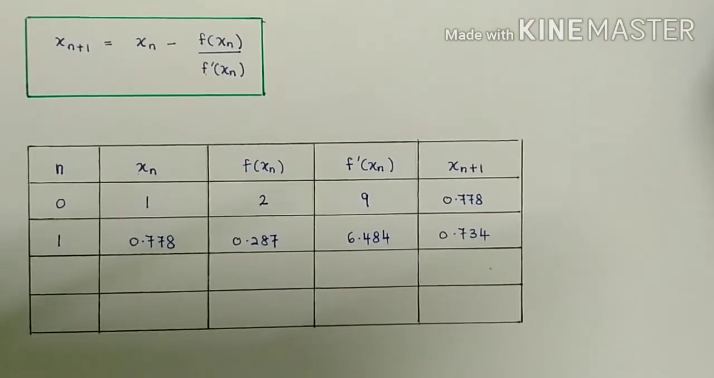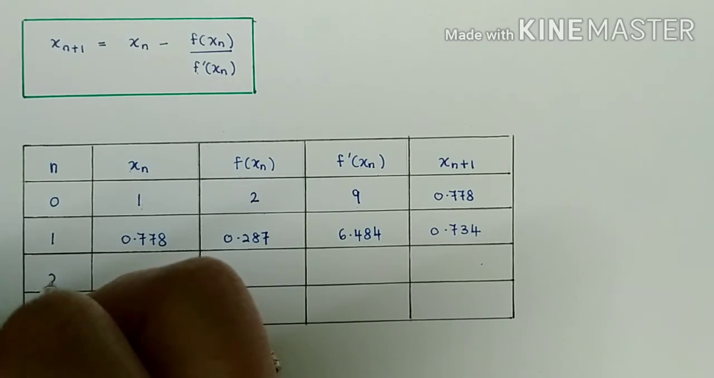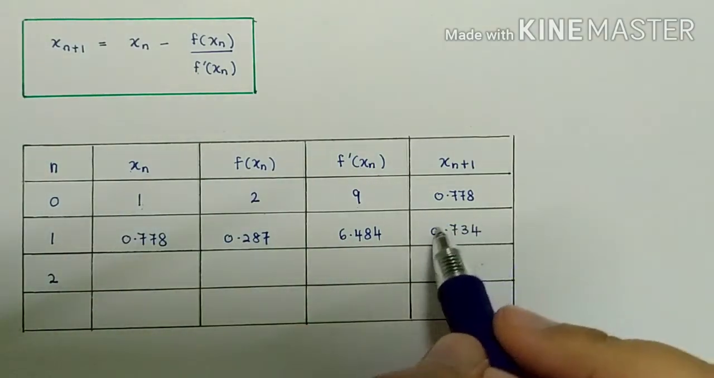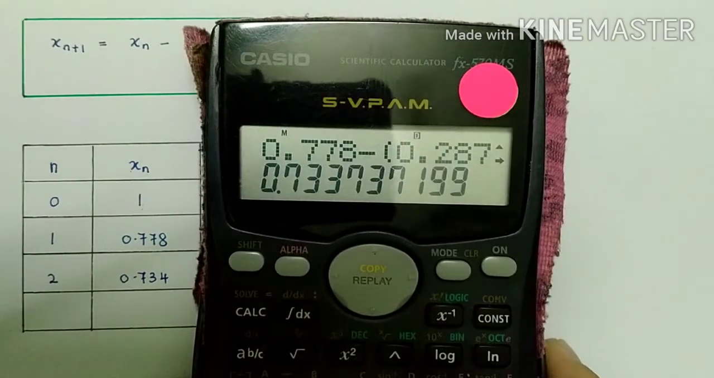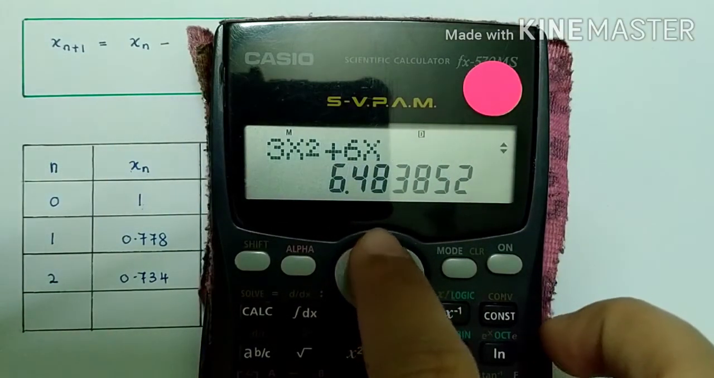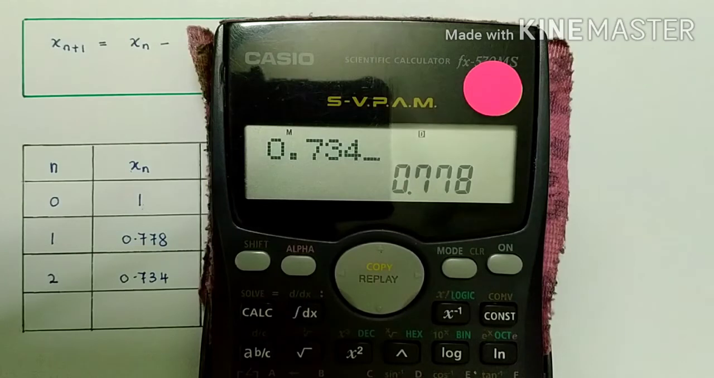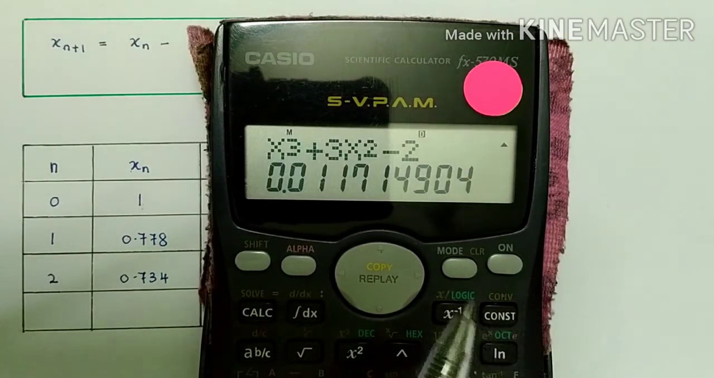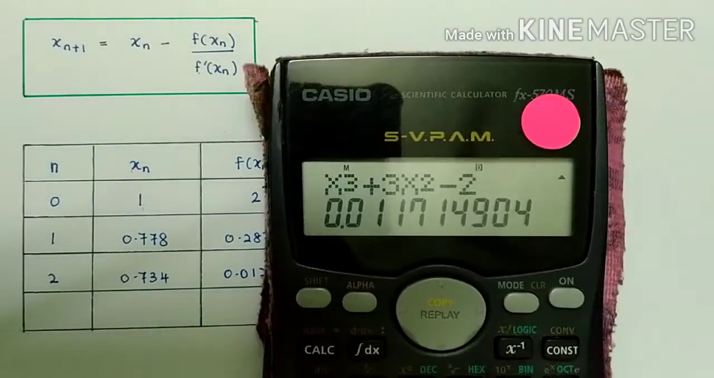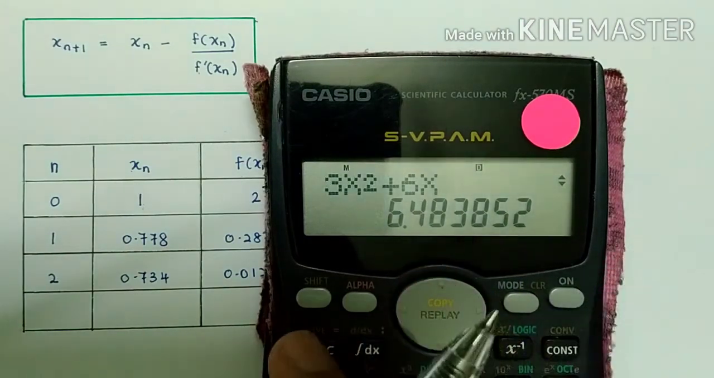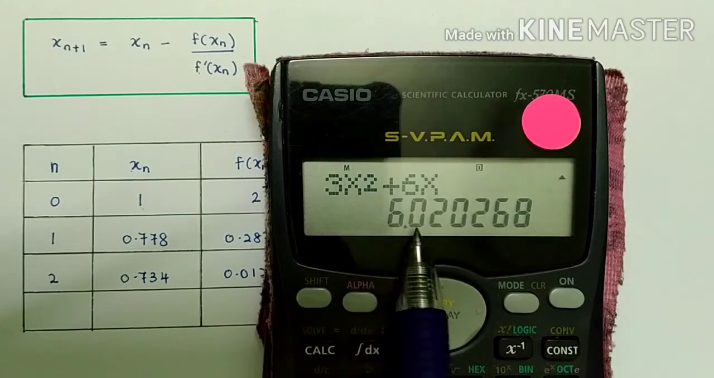Okay, so we continue for the next x. So here is 1 and then we continue with n equals to 2. So x2 is equal to 0.734. And then again we find the function of f in the calculator. Calculate, our x now is 0.734. So we get 0.012. And then find the function of f prime x. Press calculate and then substitute x is 0.734, so equals to 6.020.